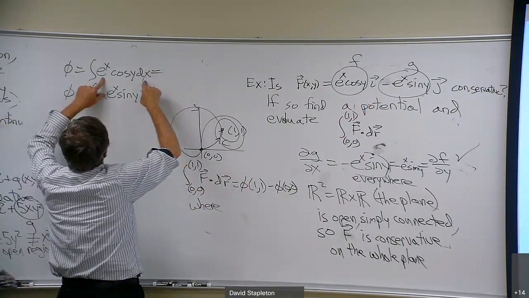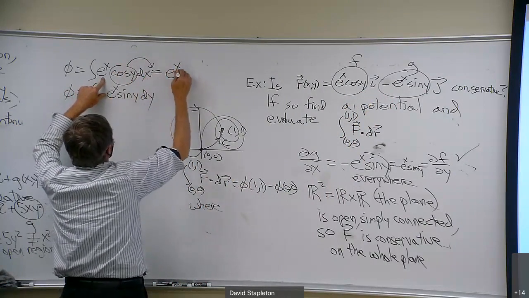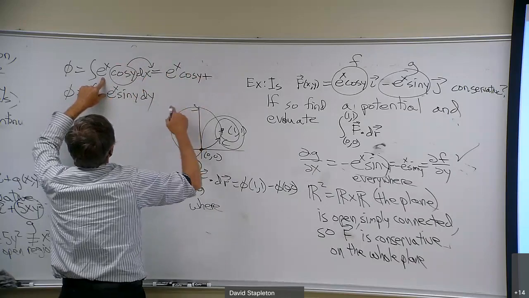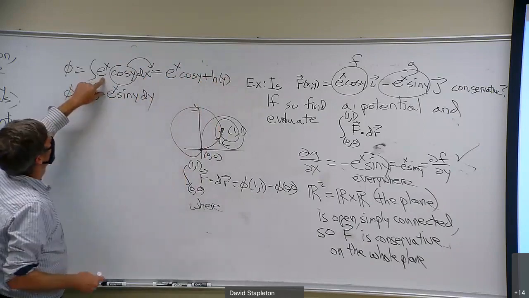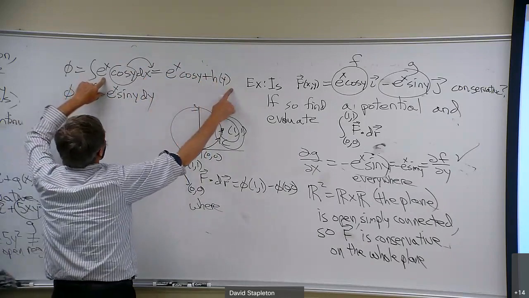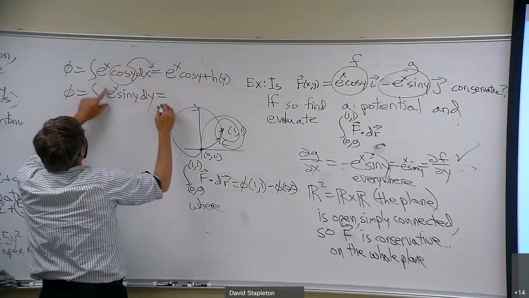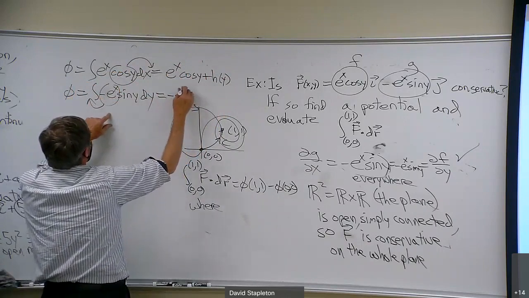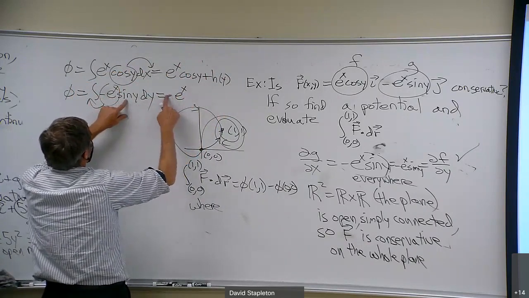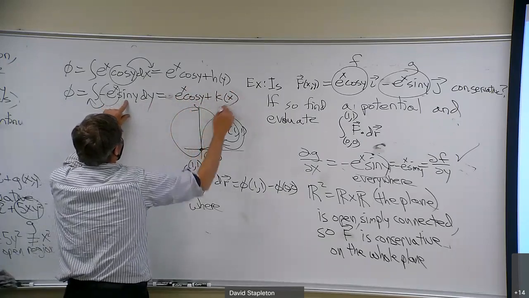We integrate with respect to x. Cosine y is a constant, it can come right out. The integral of e to the x is just e to the x. So this is e to the x cosine y plus an arbitrary constant, but in a partial integration, that's an arbitrary function of y. These are all functions of x and y whose partial with respect to x is this integrand. Now integrate with respect to y, treating x as a constant. The minus e to the x comes out, and I integrate sine y and get minus cosine y. So I get e to the x cosine y plus an arbitrary function of x.